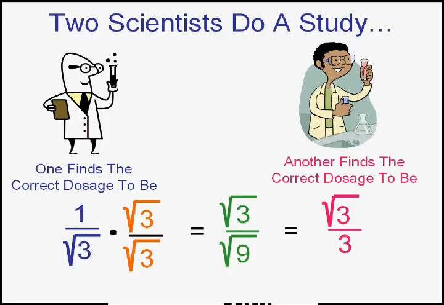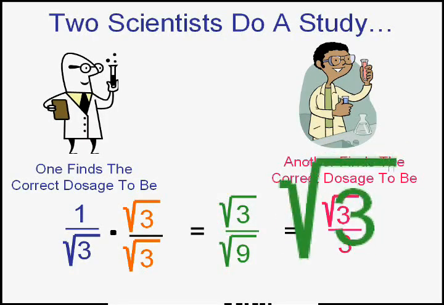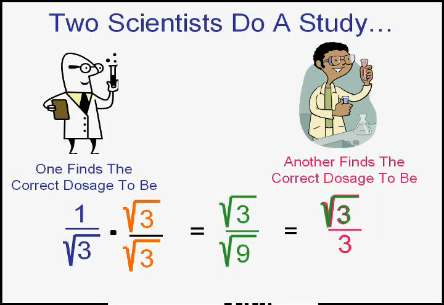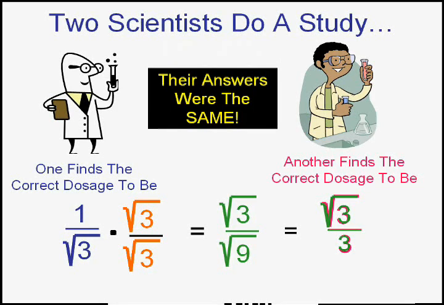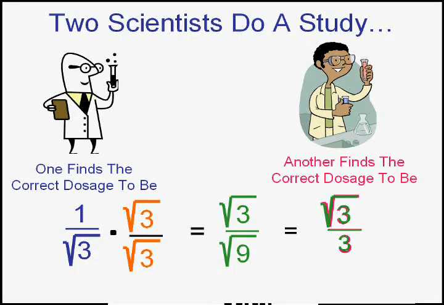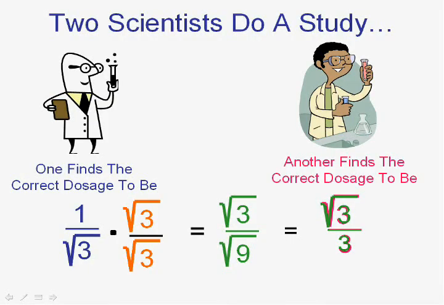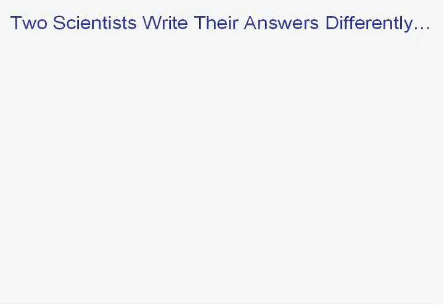And if I compare the two, the tops are the same, and actually, the bottoms are the same too. So their answers, even though originally they looked completely different, were the same, and we didn't know it. That's going to present a problem. Even though both answers were really the same, our problem was that the two scientists wrote their answers differently.